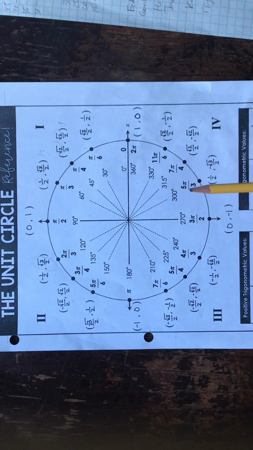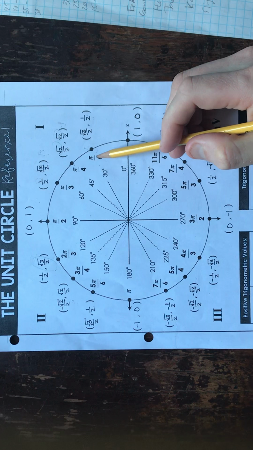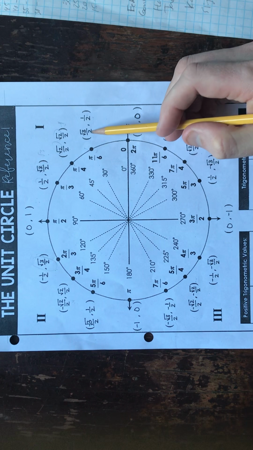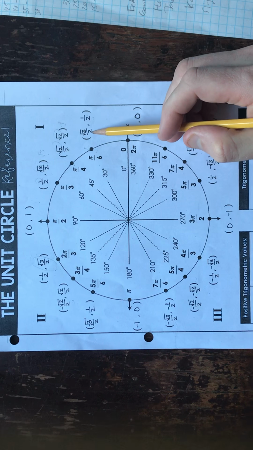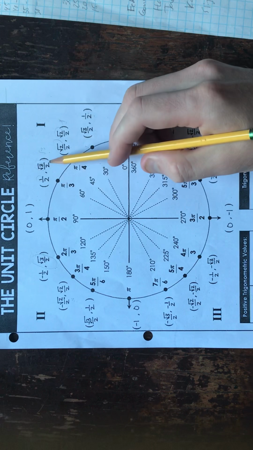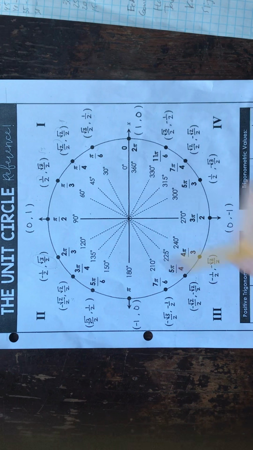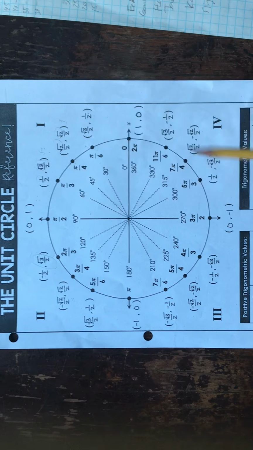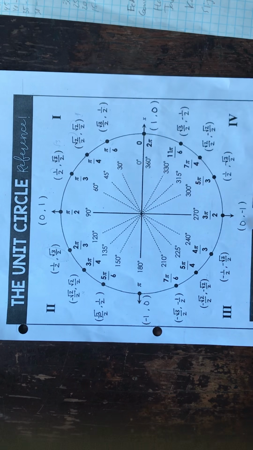So for example, if I wanted to find the cosine of pi over 6, I would just go right here and I would say the cosine of pi over 6 is going to be the square root of 3 over 2. If I wanted to find the sine of pi over 3, I would go up here, and it looks like it's also the square root of 3 over 2, because it goes cosine and then sine. It's always going to work that way, cosine and then sine.